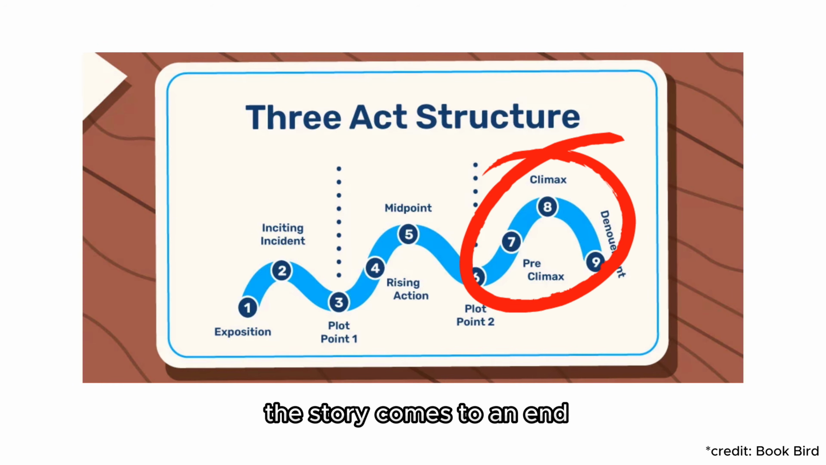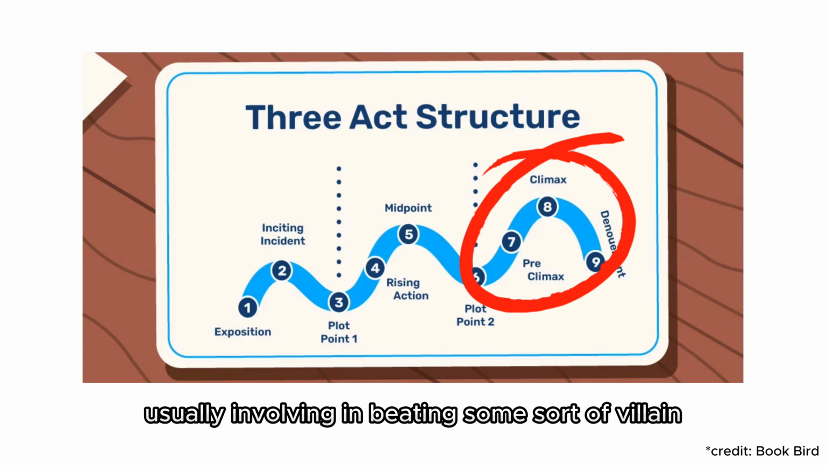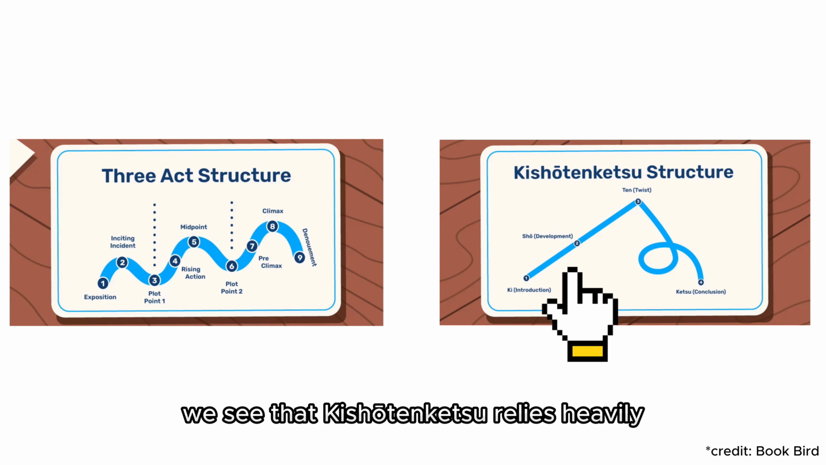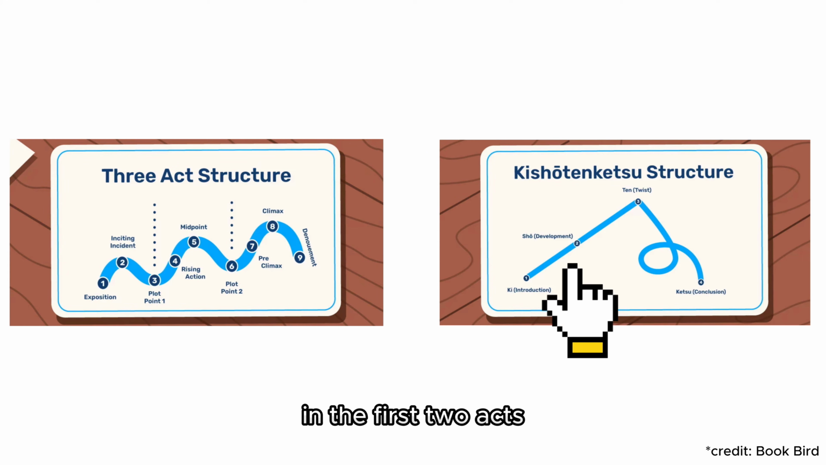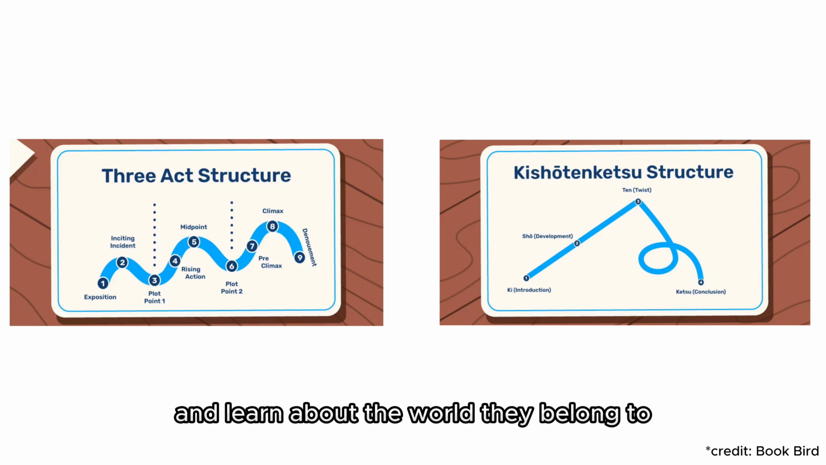Act 3. The story comes to an end after wrapping up the major conflict, usually involving and beating some sort of villain or big bad. When placed side by side, we see that Kishōtenketsu relies heavily on developing setting and characters in the first 2 acts, Ki and Shō. We form connections to the characters and learn about the world they belong to.